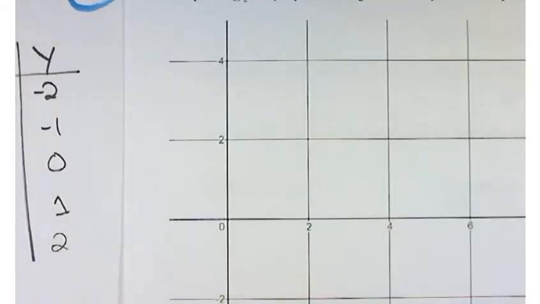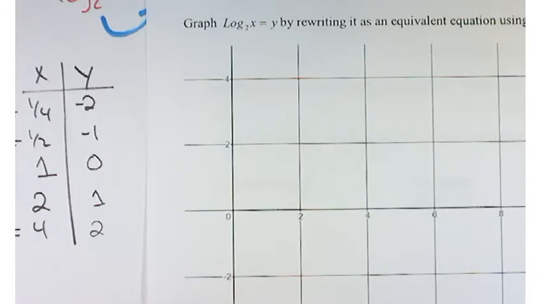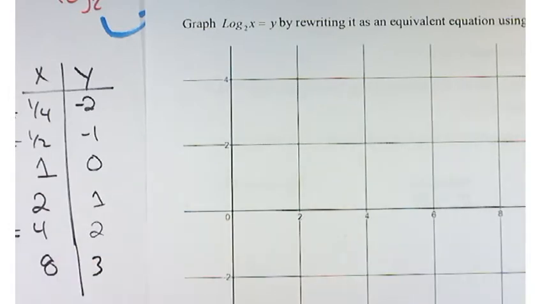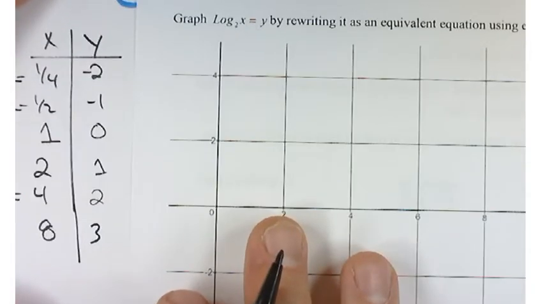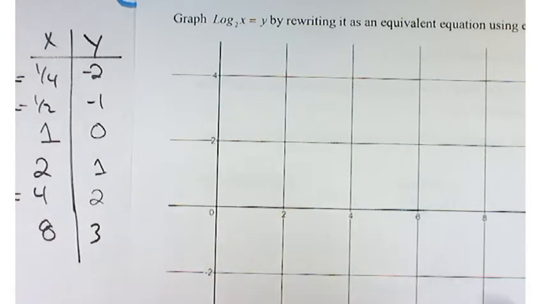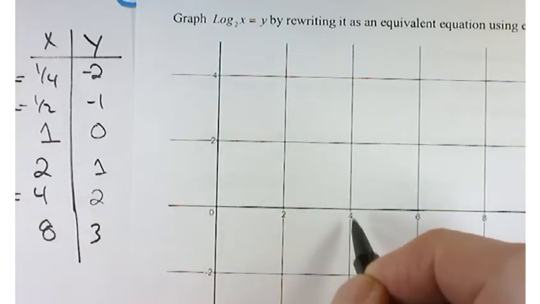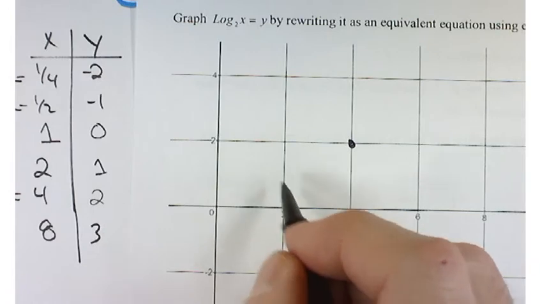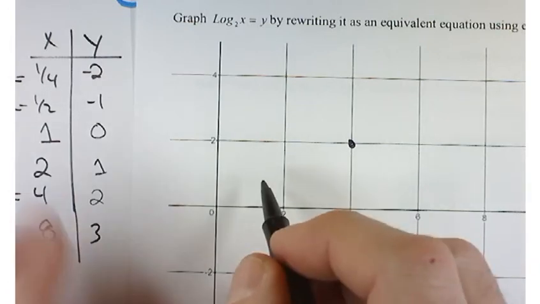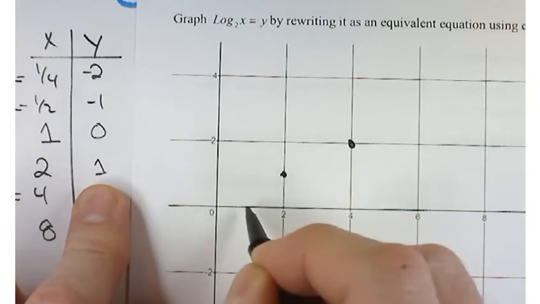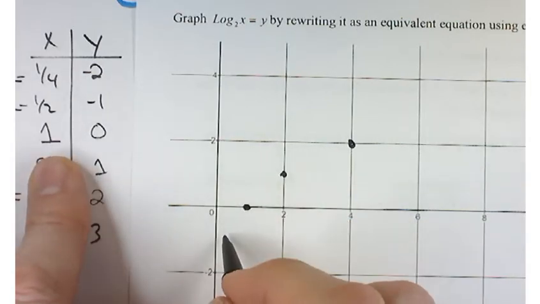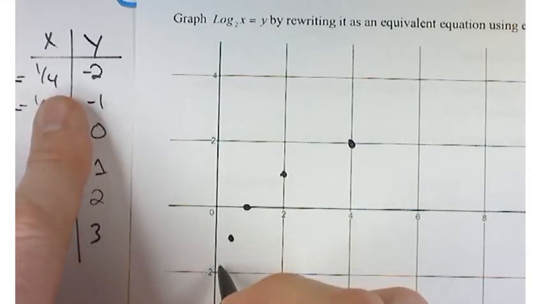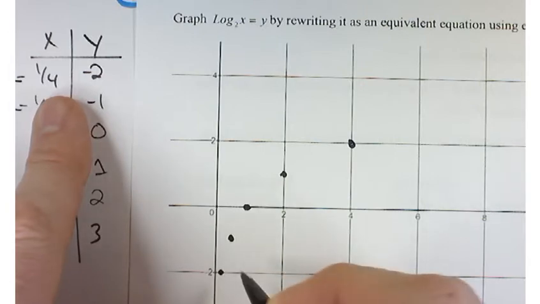So let's graph these points. See what they look like. You can add a few more if you wanted to, like a 3 and an 8. But we'll start with the easy points, starting with a 4 and a 2. So 4 for x and 2 for y. And then 2 for x and 1 for y. 1 and 0. 1/2 and -1 is going to kind of be between that. And then really got to stretch and squeeze to get 1/4 and -2.